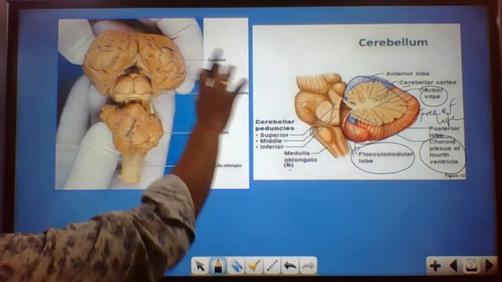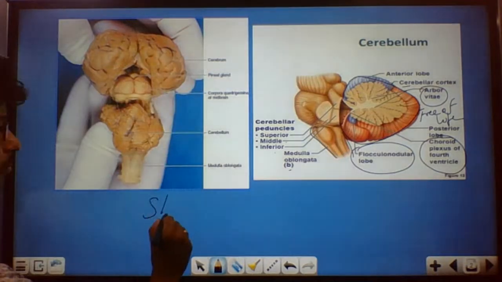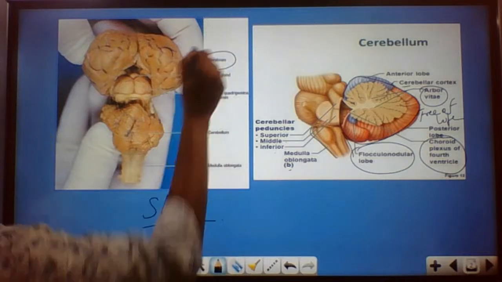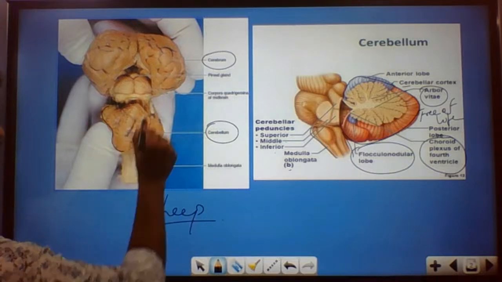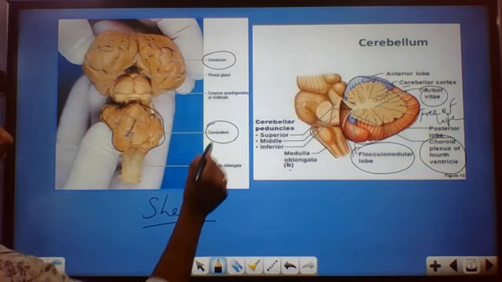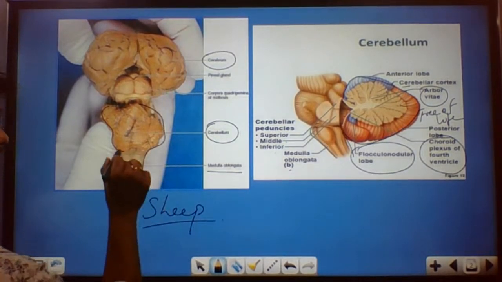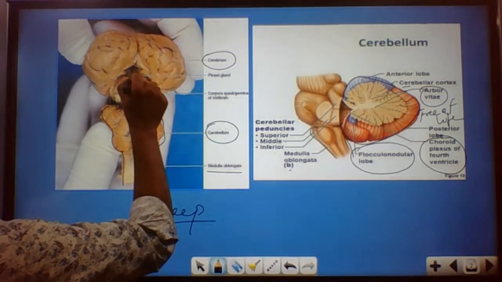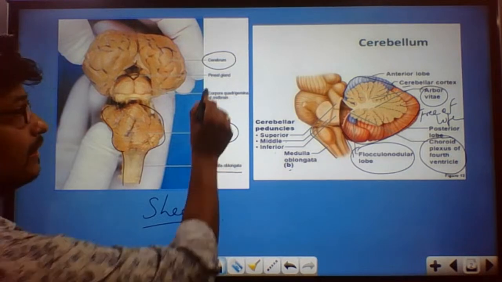Here you can see the brain, the posterior part of the sheep's brain. In this case, this is the cerebrum part, and this is the cerebellum. As far as the sheep is concerned, not the human, this is for the sheep. And this is the medulla oblongata. Here you can see the small region; this gland is called the pineal gland.